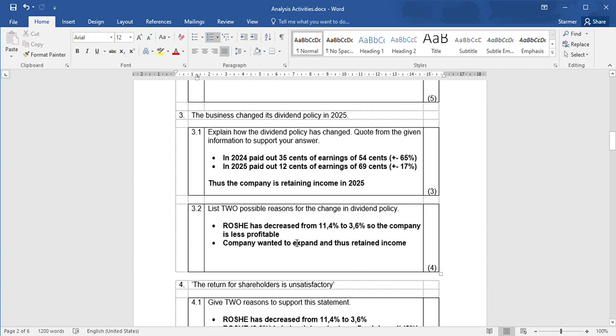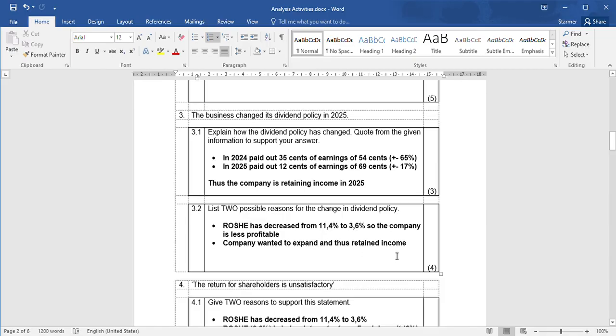With this business here, the business has become less profitable, so your return has decreased from 11.4% to 3.6%. So if the company is less profitable, they won't be able to pay out as many dividends. And also maybe they wanted to expand, and therefore they retained more income.